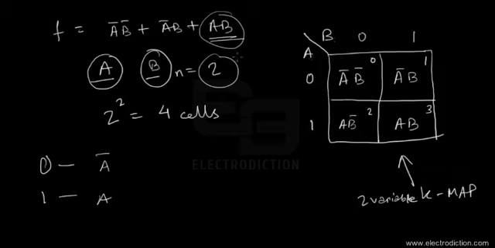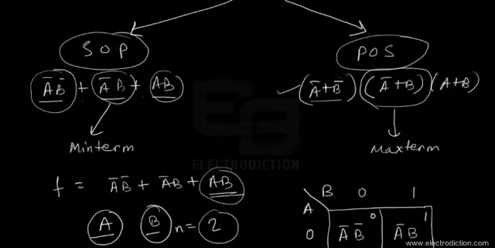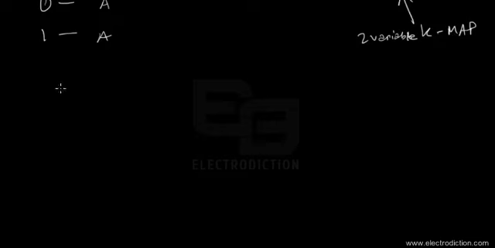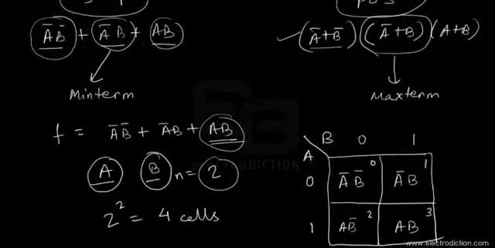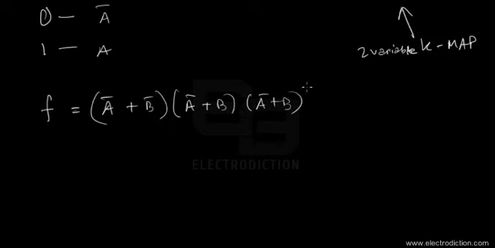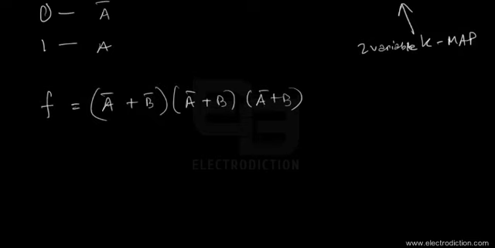Okay, now if this expression was in the POS format, as we have seen over here, let's just write this down. If this was something like a bar b bar multiplied with a bar plus b, and then we had a plus b. So as you can see, this particular expression is in the POS format of representation. So it's a bit different.